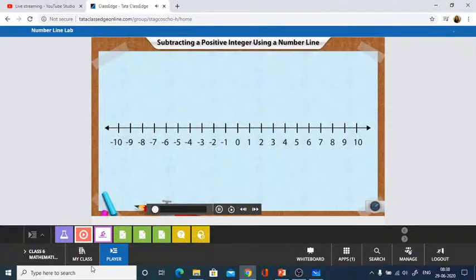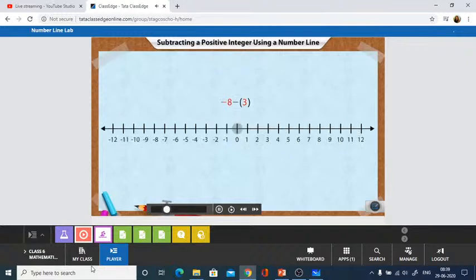Let us first see how to subtract a positive integer from any integer using a number line. Here, 3 is the positive integer. Let us take -8 as another integer and subtract 3 from -8. Draw a number line.